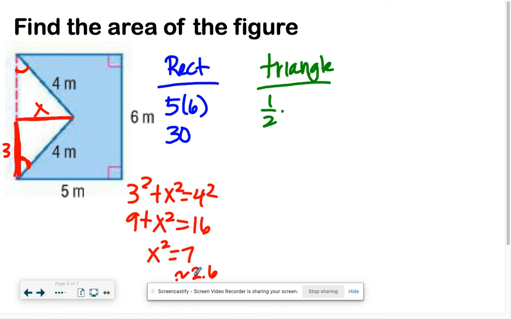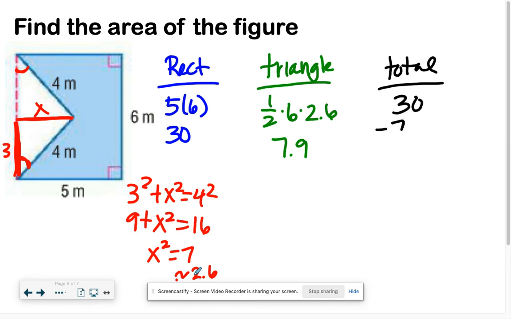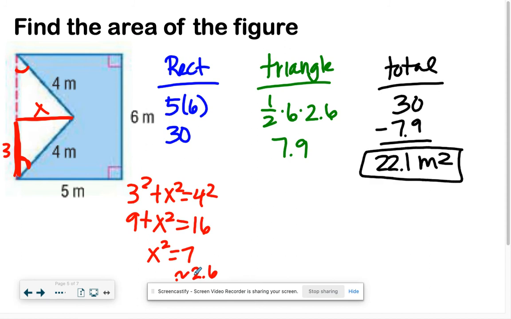So for our triangle, half our base of 6 times our height of 2.6. Again, that's just calculator work. Plug it in. You should get about 7.9. Now your total area of the shaded figure. This time we're not going to add those numbers, we're going to subtract them. We should get about 22.1 meters squared.